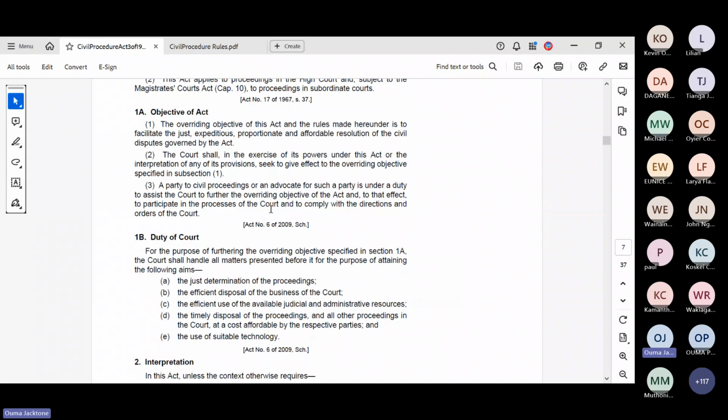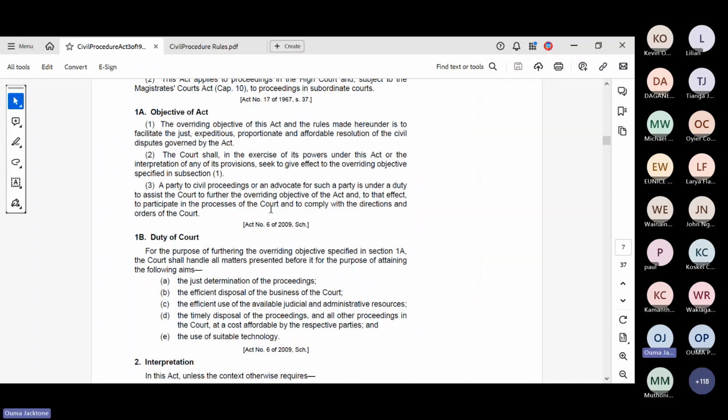All right, thank you. Now that is the overriding objective. So it is the objective of the Act. Why do we have the Civil Procedure Act? Why is the Act laying down certain procedures? That is what we are asking. And that is what you're calling the overriding objective. Now, the main purpose of the Act is really to facilitate just, expeditious, proportionate, and affordable resolution of civil disputes. To make it easy for every party to get a just and expeditious determination of the court.